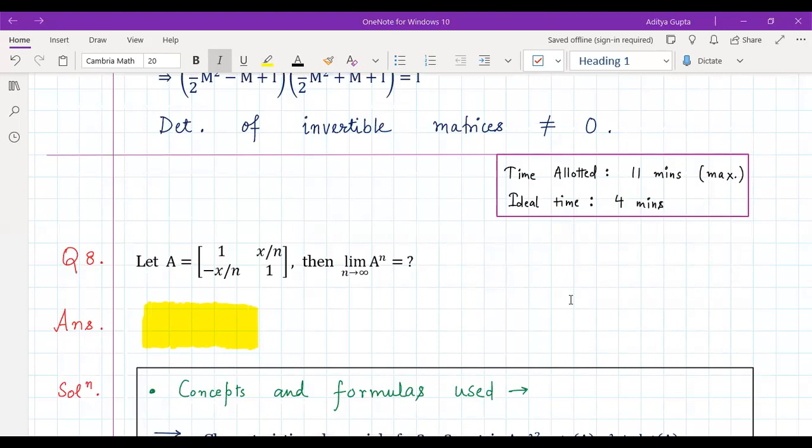Today we are discussing question number 8 from the chapter of Matrices and Determinants. The question is asking us: let A be the given matrix [1, x/n; -x/n, 1]. Then what is the value of the limit as n tends to infinity of A to the power n?